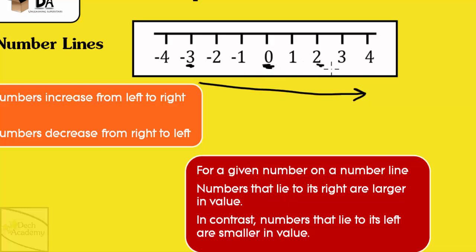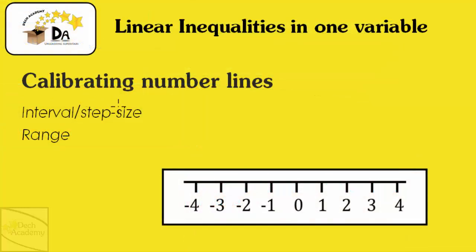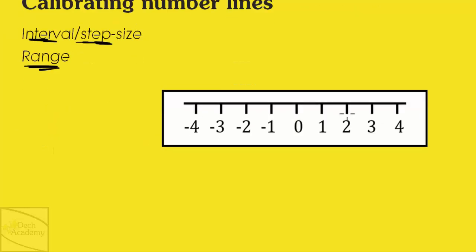For instance, you know that 3 is greater than 2. Well, 3 lies to the right of 2 on the number line, so you can easily tell. Also, 1 is less than 2 because 1 lies to the left of 2 on the number line. Next, we're going to look at the calibration of number lines. We're going to consider what an interval or step size is, and also what a range is. So I'm going to use this number line as an example.